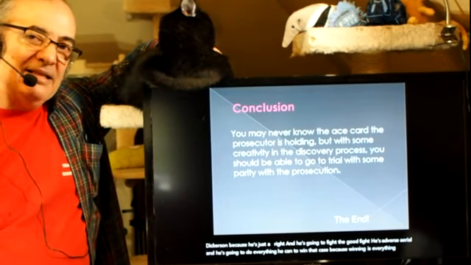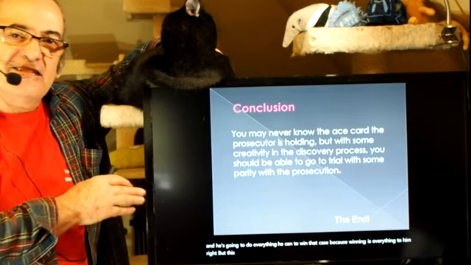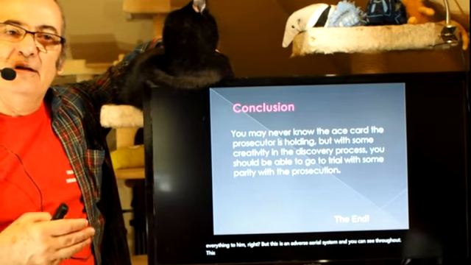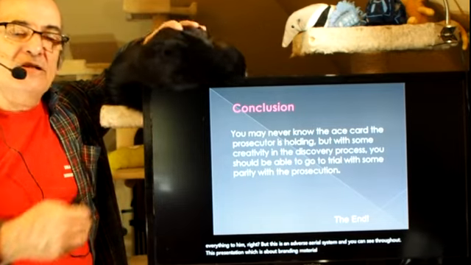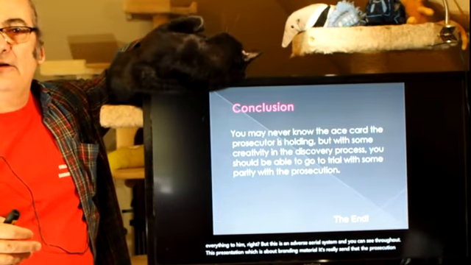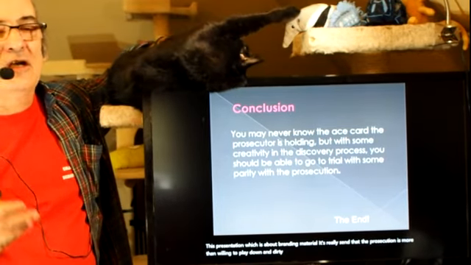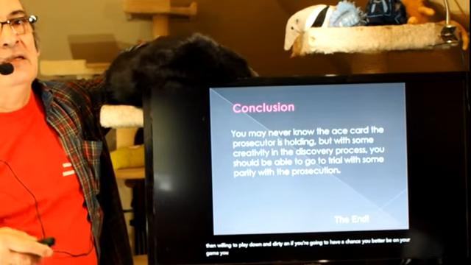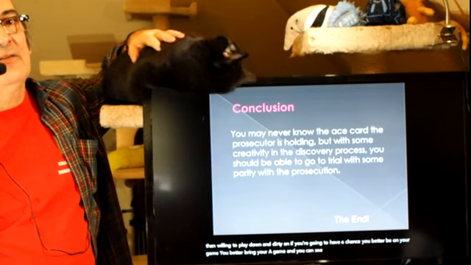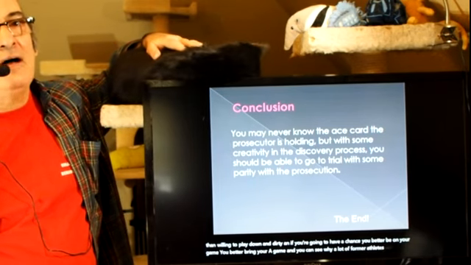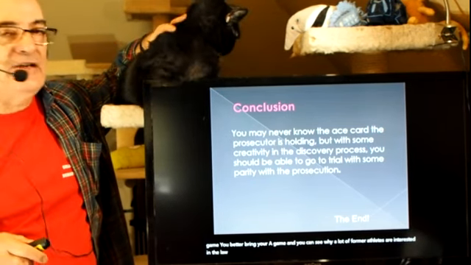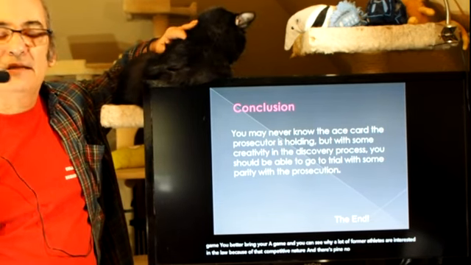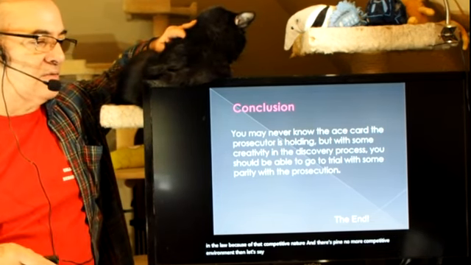right? But this is an adversarial system, and you can see throughout this presentation, which is about Brady material, it's really saying that the prosecution is more than willing to play down and dirty, and if you're going to have a chance, you better be on your game. You better bring your A game. And you can see why a lot of former athletes are interested in the law because of that competitive nature, and there's probably no more competitive environment than, let's say, the courtroom in this regard.